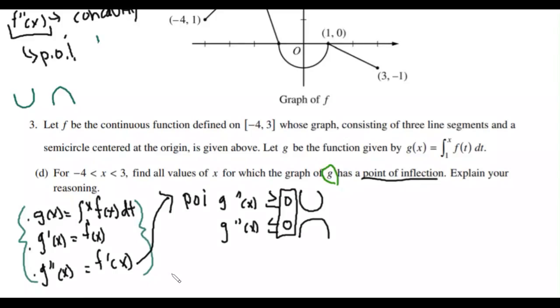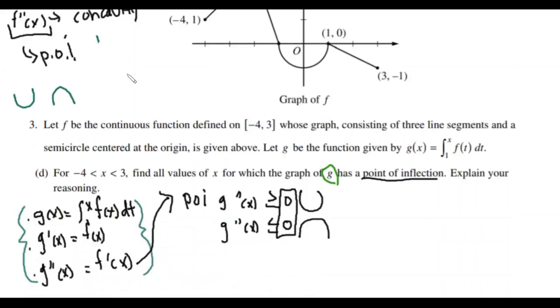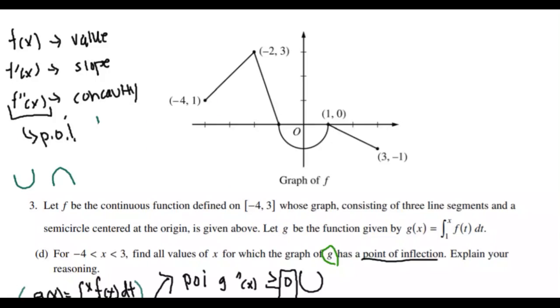Let's convert this. G double prime x is equal to f prime x. So what does f prime x do? It shows the slope of a function. So for it to be concave up, G double prime x has to be greater than 0. That means f prime x has to be greater than 0. Let me count all the positive slopes. This is positive, right?